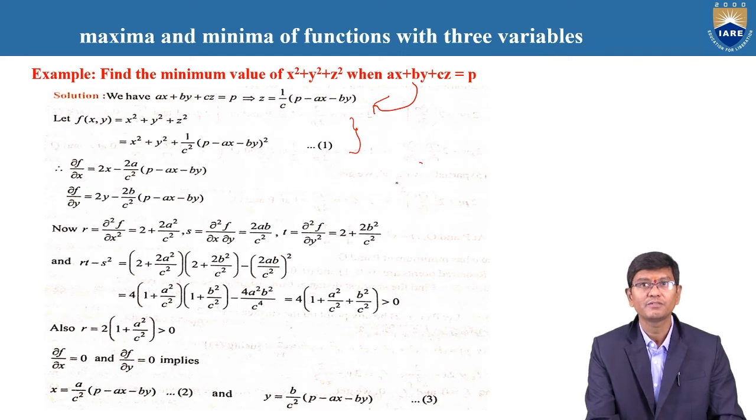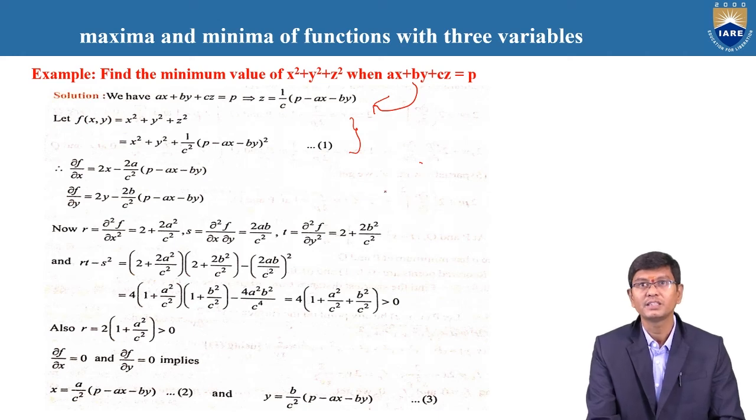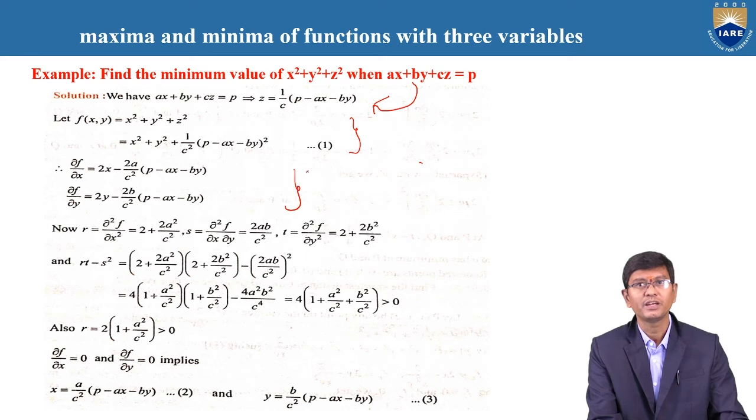Therefore, again we need to find the stationary points. To find them, dou f by dou x is equal to 0 and dou f by dou y is equal to 0. Therefore, dou f by dou x is 2x minus 2a by c square into p minus ax minus by, and dou f by dou y is clearly 2y minus 2b by c square into p minus ax minus by.